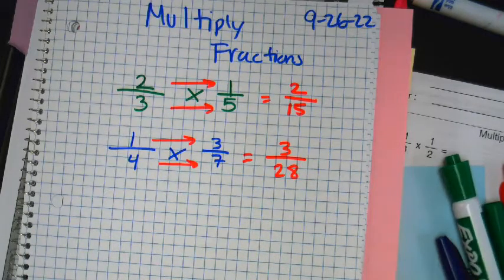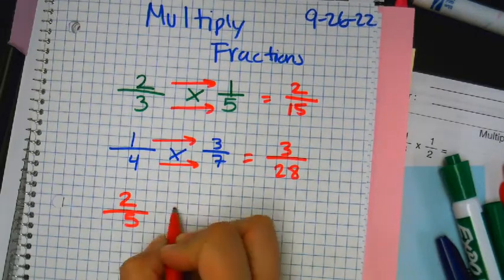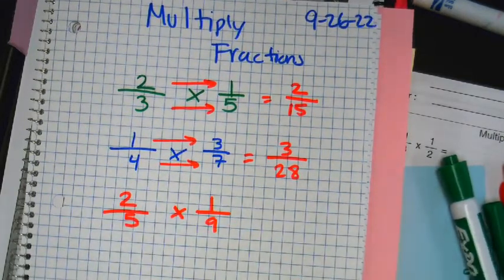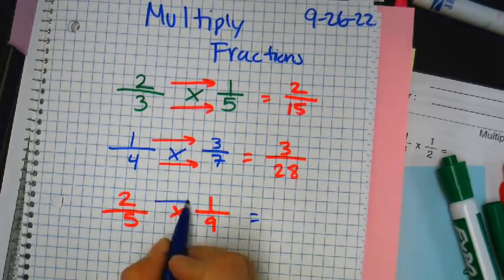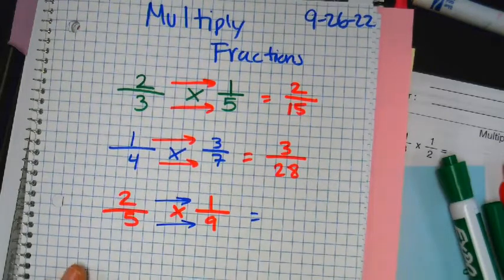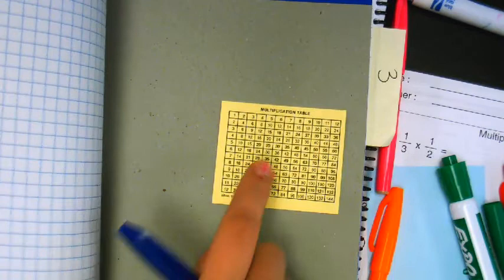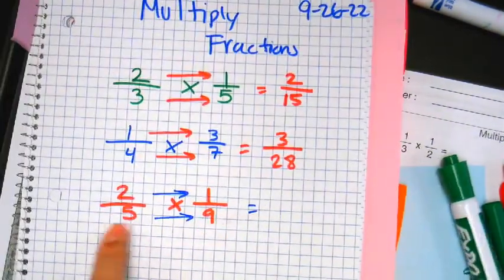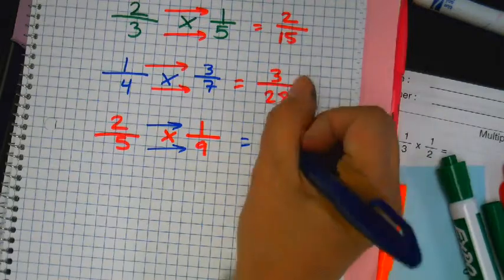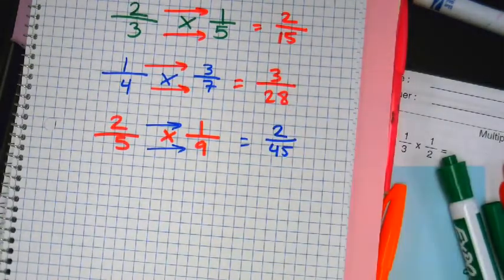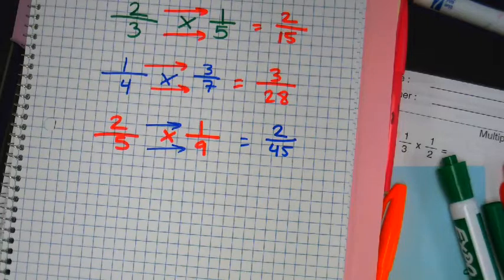All right. 2/5 times 1/9. That's 2/45. Straight across, straight across. Now, if you need to, turn to the back of your notebook and look for that multiplication table and use it, right? I'd rather you use your multiplication table than not know what 5 times 9 is. All right, 2/45. Any questions so far? We're okay? So this is like level 0.00001. Super easy, nothing really to do.